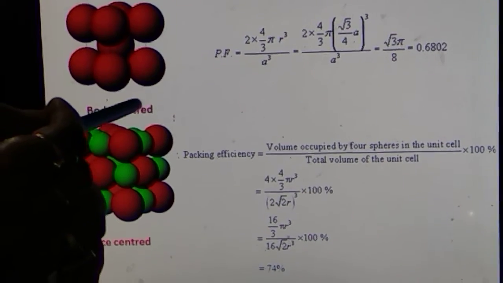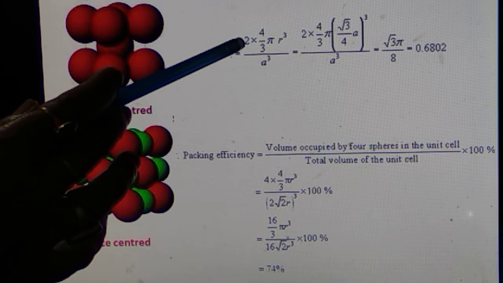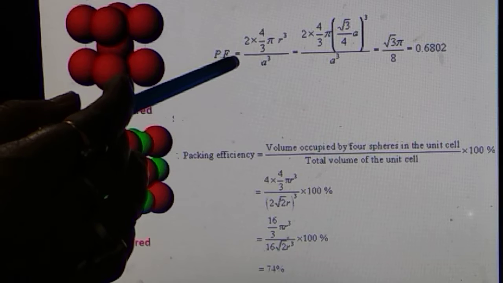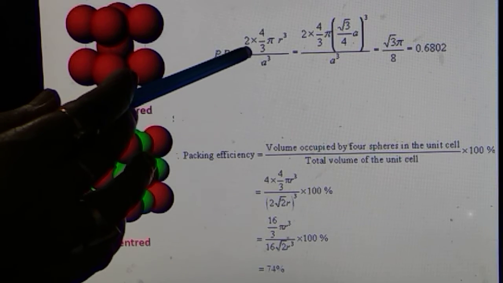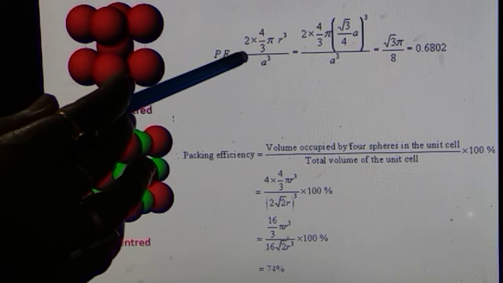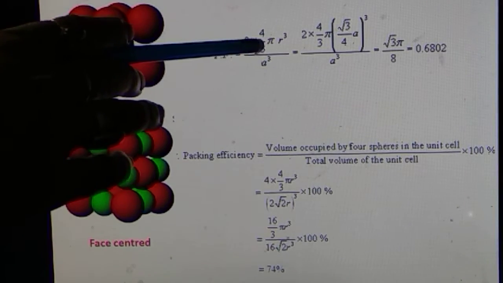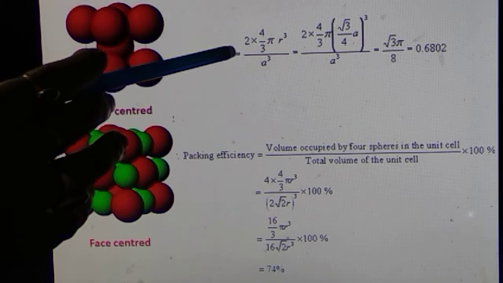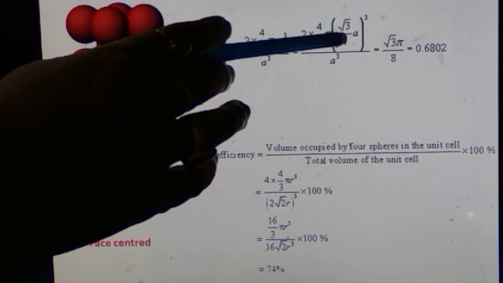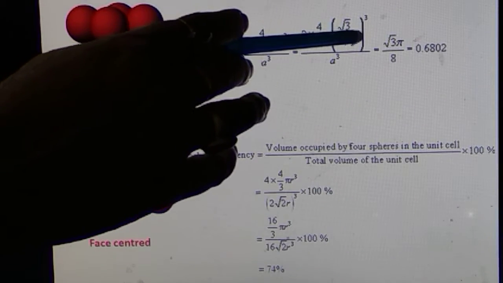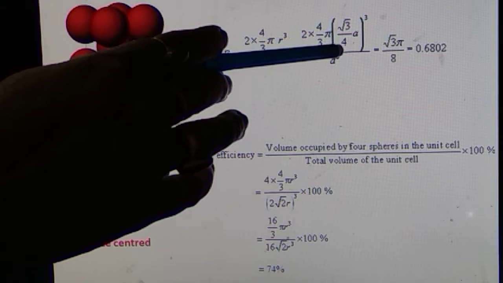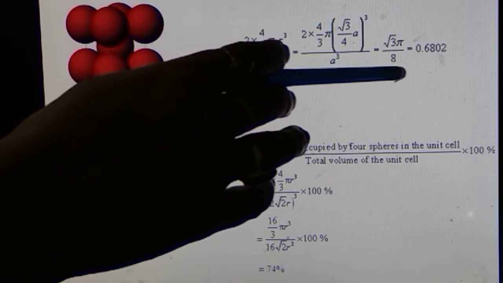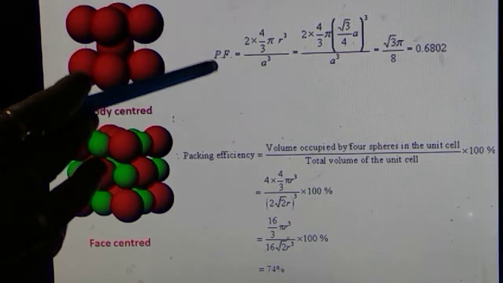So in case of body-centered, my dear children, the number of atoms is 2, and we consider the constituent particle shape to be a sphere. Everybody knows the volume of the sphere is 4 by 3 pi r cube. So the volume of the two atoms is 2 into 4 by 3 pi r cube. And you know the relation of r and a for the body-centered cube: r equal to root 3 into a by 4. By putting the value of r here, we get 0.6802. This is the packing fraction.